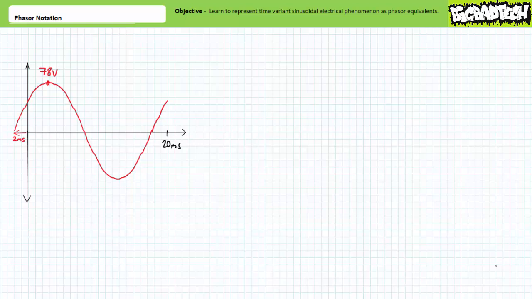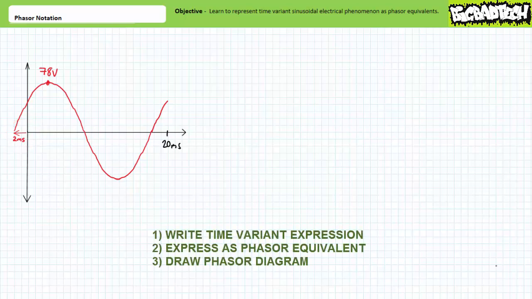The first example shows a plot of voltage as a function of time. It looks to have a peak value of 78 volts. The separation between the two zero crossings going positive appears to be 20 milliseconds. And finally, it looks like the first zero crossing going positive appears to lead our previously agreed upon reference by 2 milliseconds. See if you can express this voltage waveform as a time-variant expression and again as a phasor equivalent.